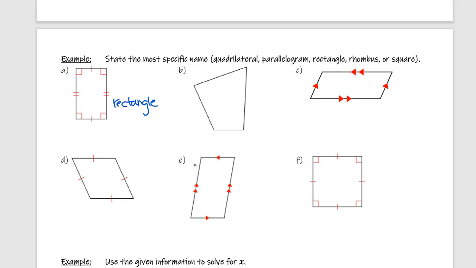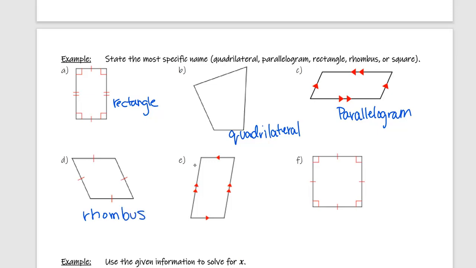Here, this just has four sides, so it is a quadrilateral, because it does not have opposite sides congruent. Here we have four sides. We do have opposite sides parallel, so that would be a parallelogram. Here we have opposite sides congruent. Again, four sides. We have no right angles, so that would make it a rhombus.